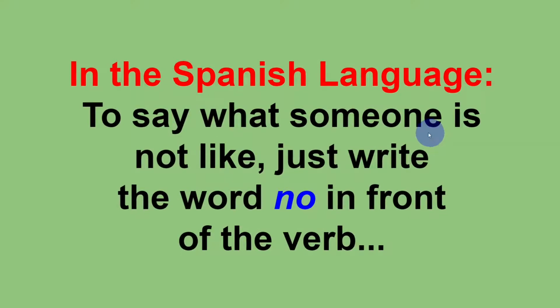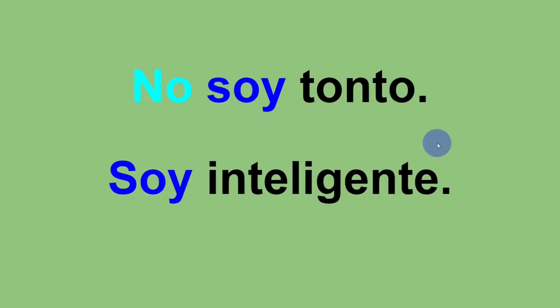In the Spanish language, to say what someone is not like, just write the word no in front of the verb. To say it in the opposite way. So let's look at some examples. No soy tonto. We have the word no, and then the conjugated verb, and then the adjective. No soy tonto. I am not a dummy. Soy inteligente. I am intelligent. Okay, so just add the no at the beginning in front of the verb to say the opposite of the sentence.